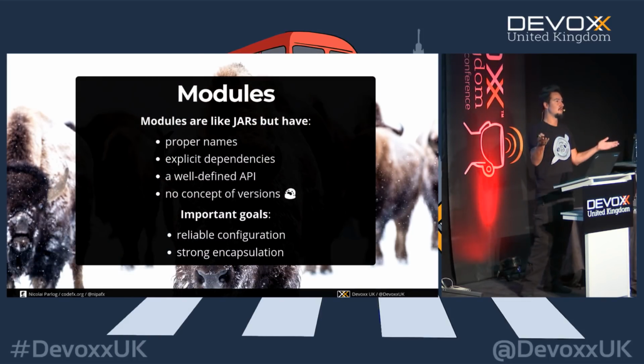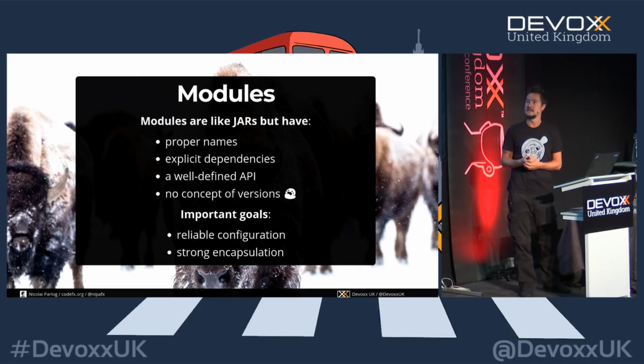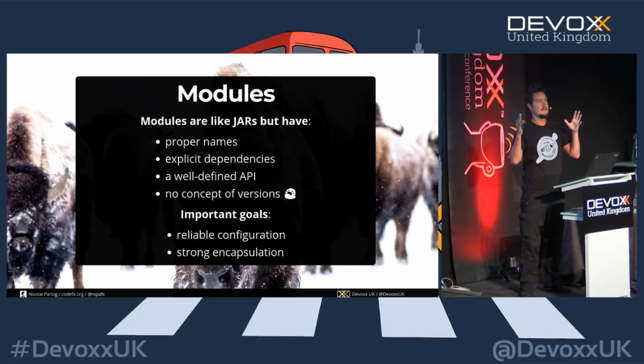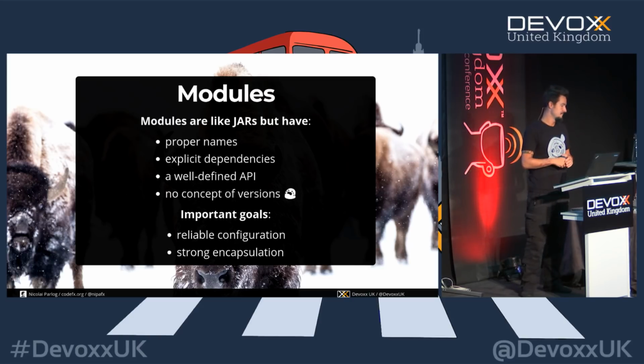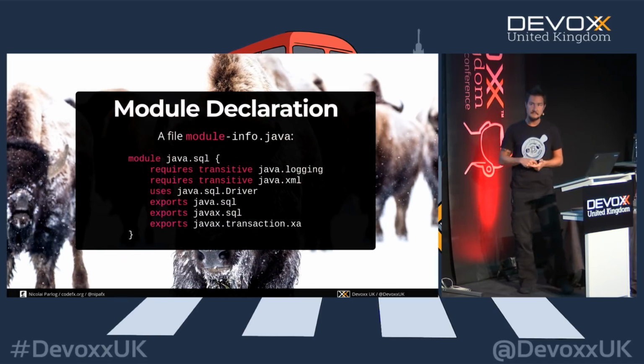So now, enter the module system, trying to fix these problems. We get the first three things that I said that jars don't have. Modules have proper names that the JVM cares about and understands. They declare dependencies on other modules. And also they can define a public API. They still don't really have a concept of versions. So if you want to use the module system to solve your version conflicts, then you're out of luck. The module system's goals changed a lot over time, and there are a lot of them, and we could discuss them at length. But we're just going to focus on two very quickly: reliable configuration and strong encapsulation, the most important goals of the module system.